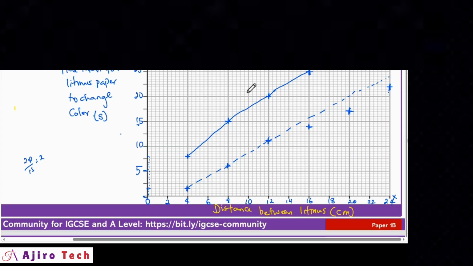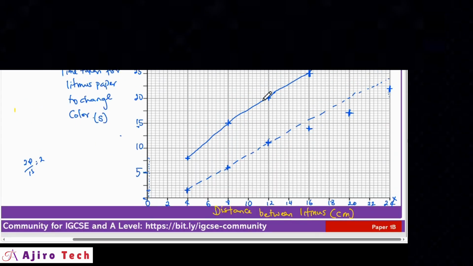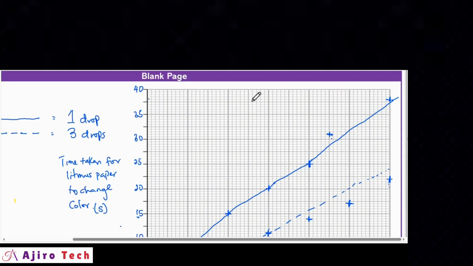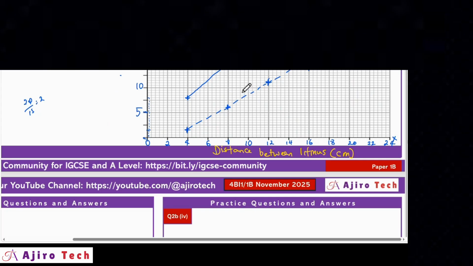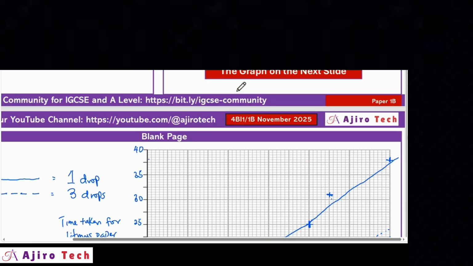So that's that. Yes. All right. So that is the graph for the distance, for this particular investigation that has to do with diffusion.